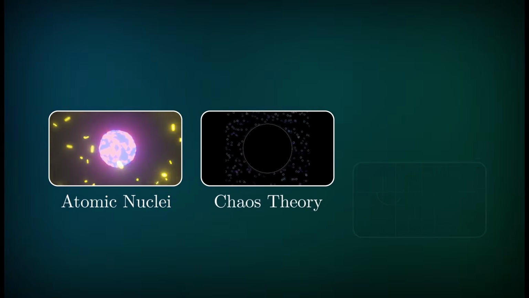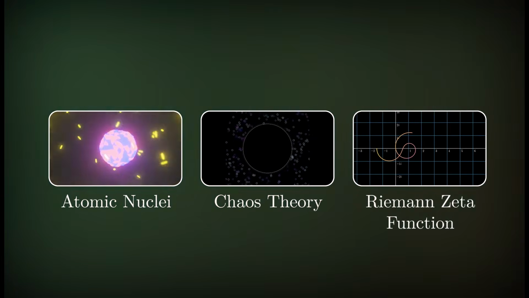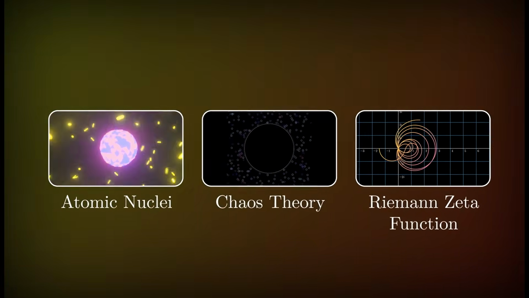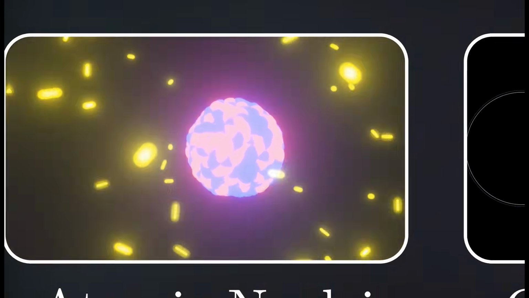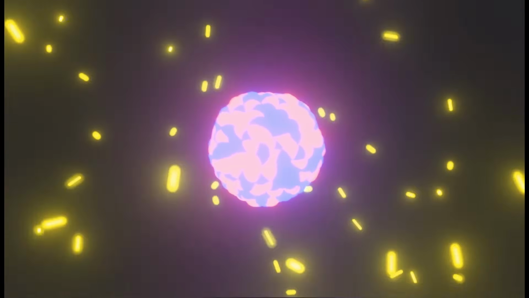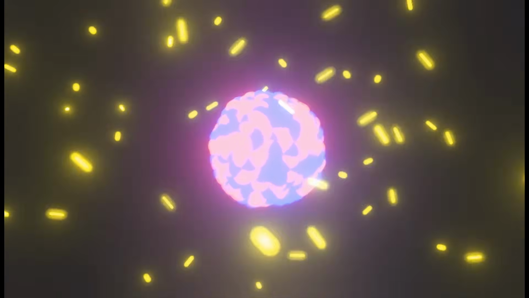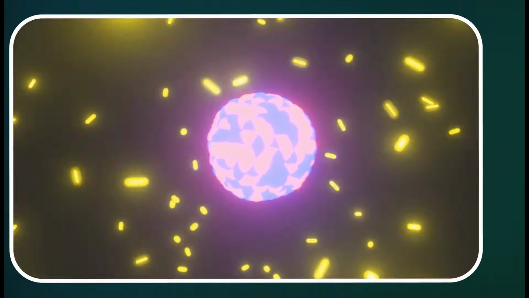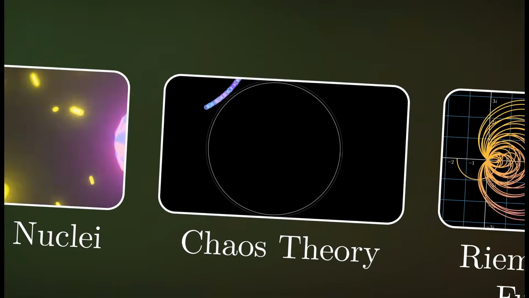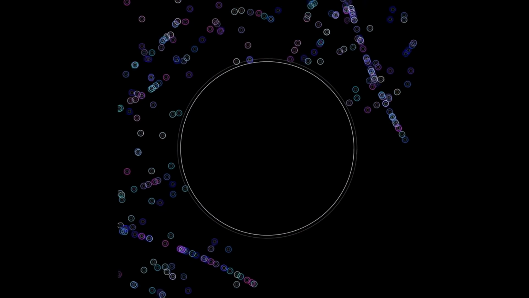What do atomic nuclei, chaotic billiards, and a million-dollar math question all have in common? Well, nothing really, at least at face value. Atomic nuclei are physical systems comprised of protons and neutrons that interact with each other. Meanwhile, billiards are a common example of a system studied in chaos theory, a field which deals with dynamical systems that are sensitive to small changes.